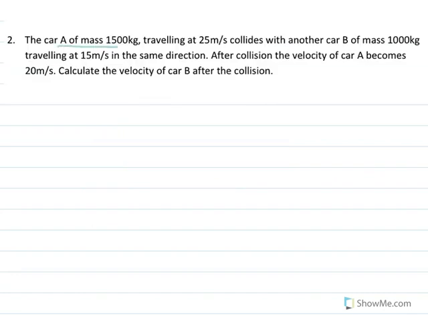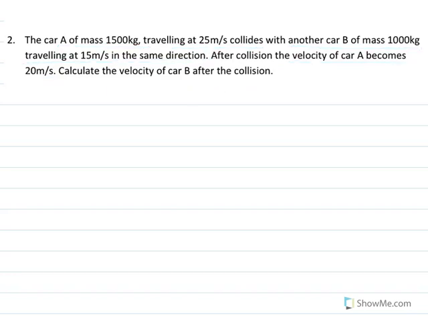A car of mass 1500 kg traveling at a speed of 25 meter per second collides with another car of mass 1000 kg traveling at 15 meter per second in the same direction. After collision, the velocity of car A becomes 20 meter per second. Calculate the velocity of car B.